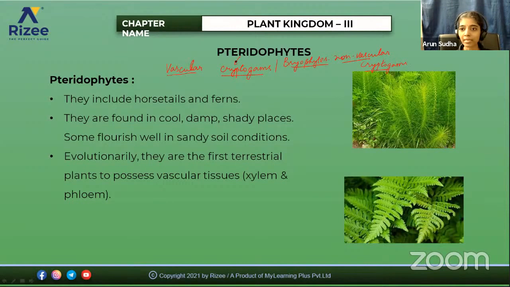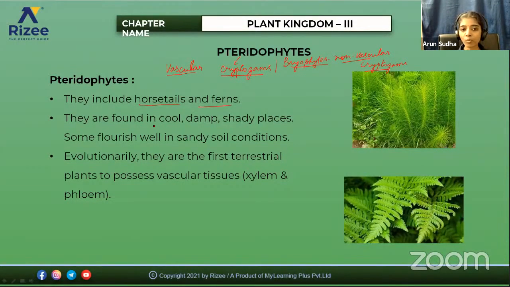While studying the next chapter about tissues, we'll study in detail the vascular or conducting tissues, xylem and phloem, and the vessels and the different types of cells like companion cells and other types of cells present in xylem and phloem. Here just know that the vascular tissues are xylem and phloem. The pteridophytes have vascular tissues, so they are called vascular cryptogams, and they include horsetails and ferns. So they come under the category of pteridophytes.